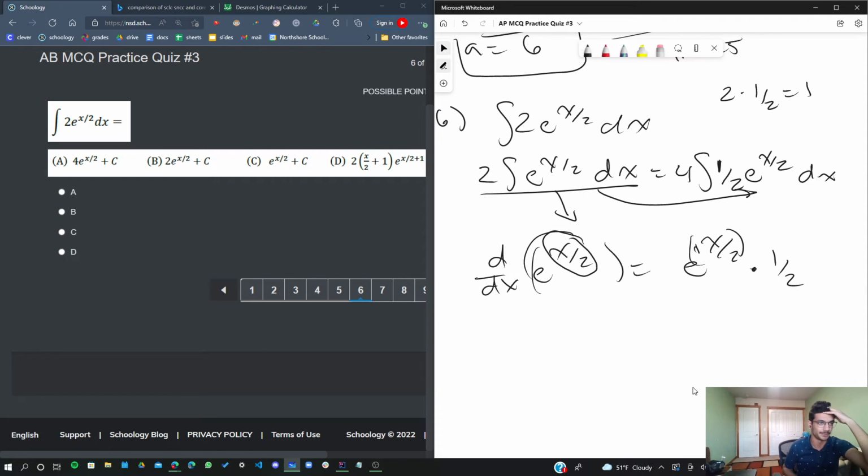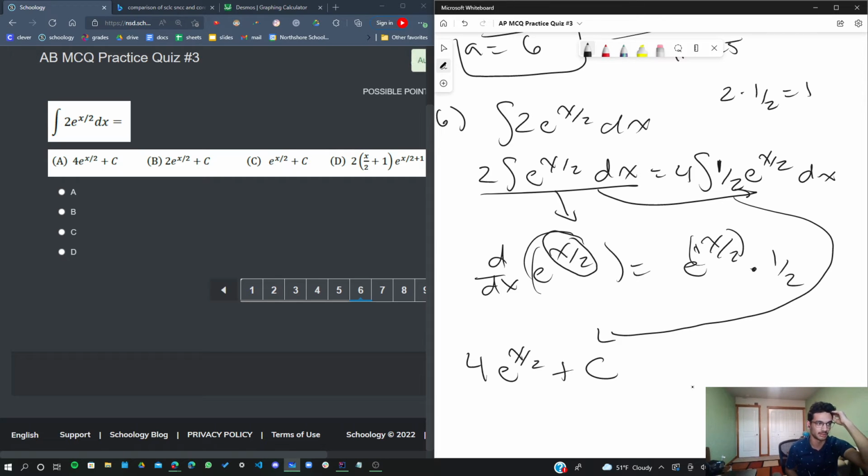And then now over here, I'm just going to bring this down. That's going to be 4. Then the integral of this is just going to be e to the x over 2, and then you have plus c. So that should be your answer right there.